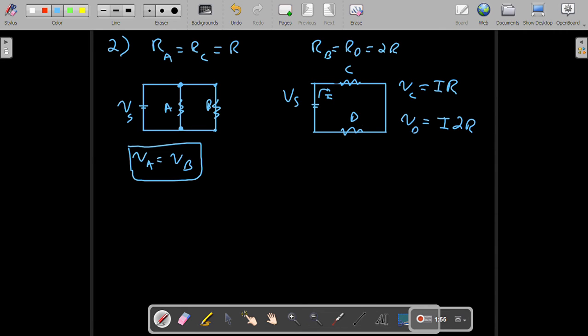But now what is this magnitude? Sure, they share this magnitude, but how does it compare to these guys? Well, this is just the voltage of the supply, right? So on this one, I could use KVL. The sum of the voltages must be equal to 0. So that means Vs, we're going to go up Vs, minus VC, which is IR, minus 2IR, and that must be 0. So I get that the voltage of the supply, which I know is VA and VB, must be 3IR.